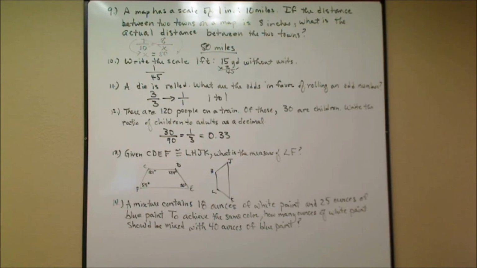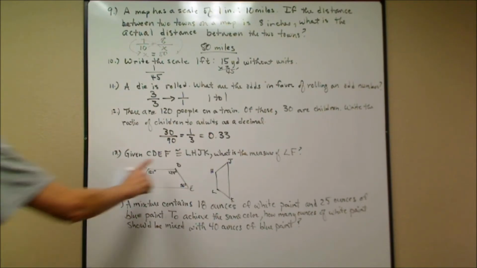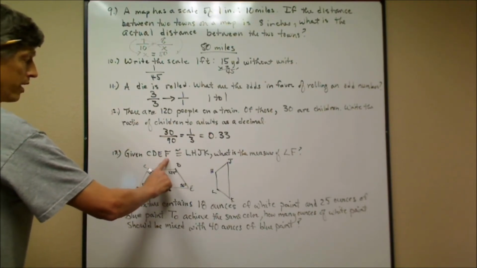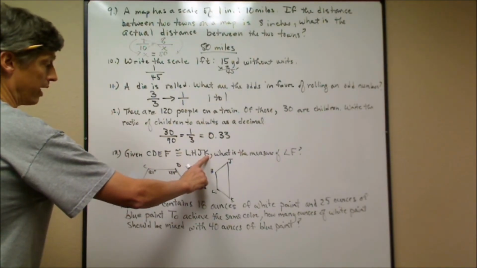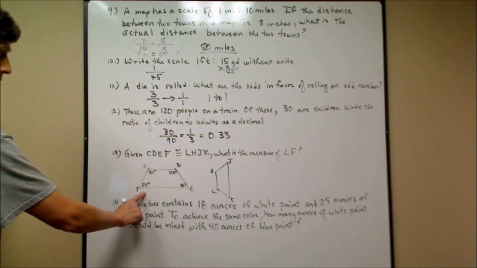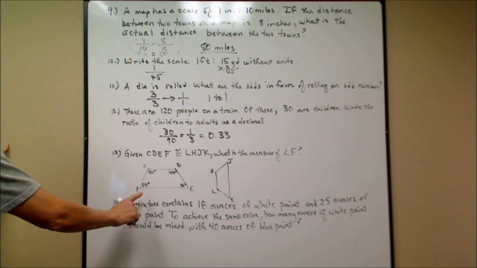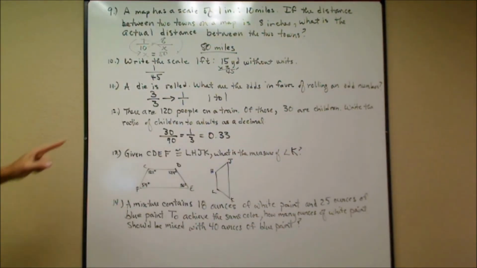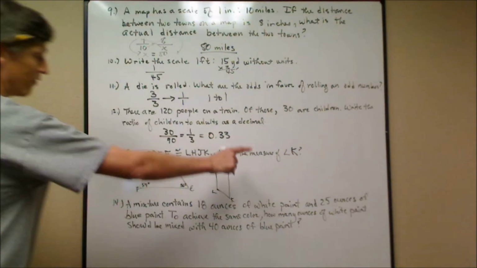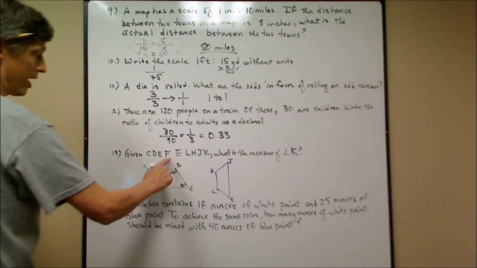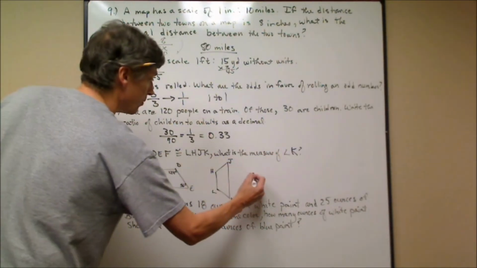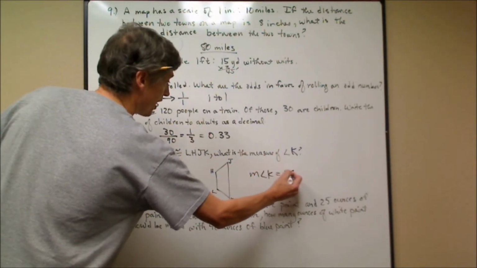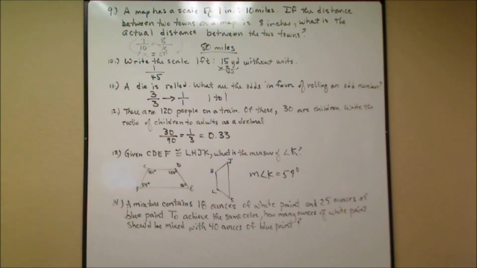Given CDEF is congruent, that means exactly the same lengths and exactly the same angles, what's the measure of angle F? Angle F is right here. It's the fourth letter. It corresponds to angle K. Oh wait a minute, I'm sorry. I wrote down the wrong line. It was supposed to be a K here. I am so sorry. That's supposed to be a K. So what's the measure of angle K? Well, if angle F is 59, K corresponds to it, so the measure of angle K is 59 degrees. Otherwise it's a pretty easy problem when I give you the answer.